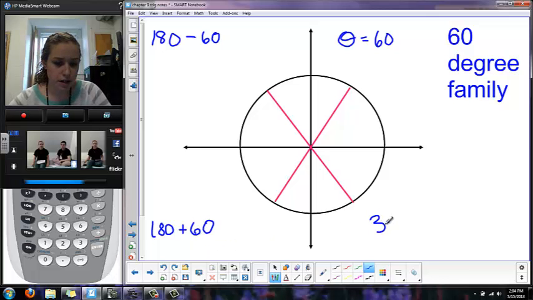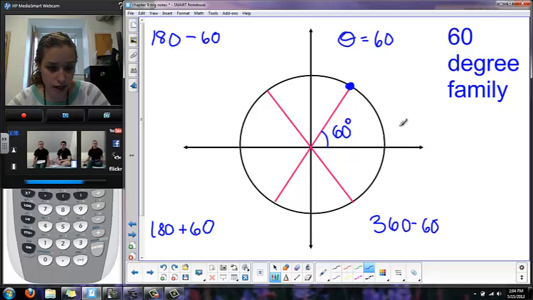And 360 minus 60. Okay, so here is the value that I know. That's my reference angle. And I'm going to use that to figure out all these others. Okay, so take a look back at your magic table. Figure out what the cosine and the sine of 60 degrees are.